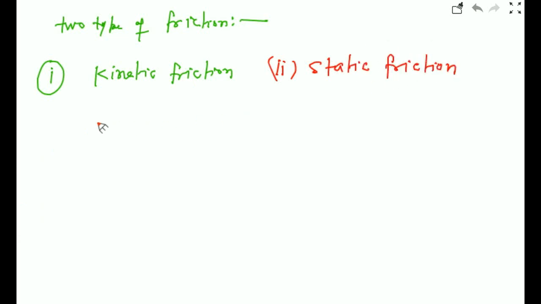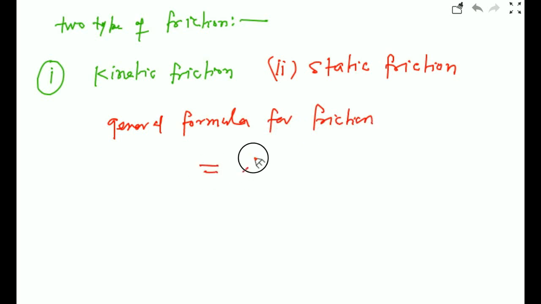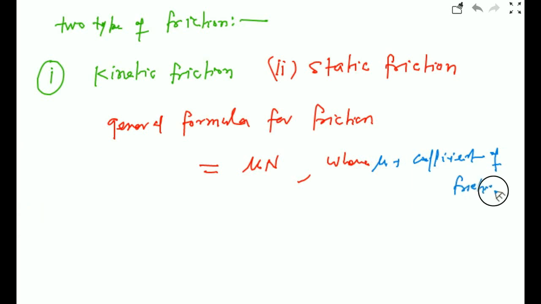Okay. What is the formula for the friction force? So the general formula for friction is mu into N, where mu is the coefficient of friction, and N is the normal reaction force.